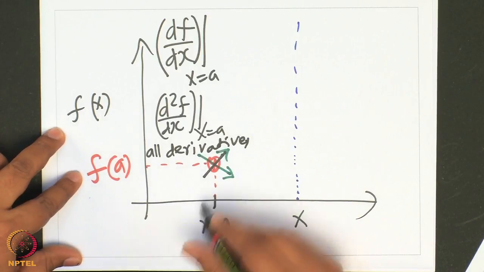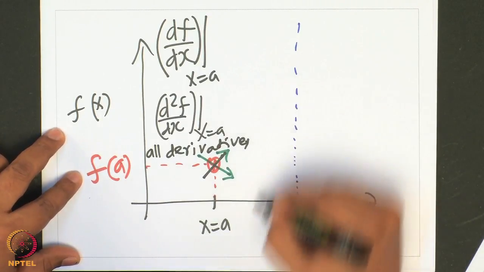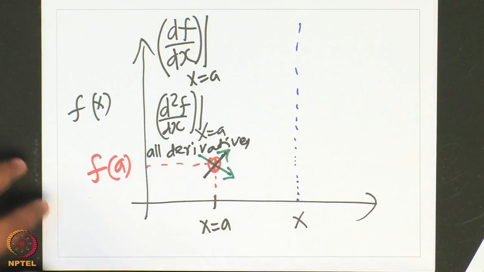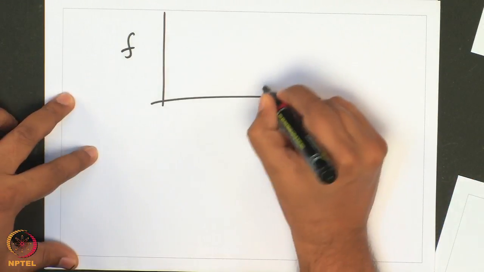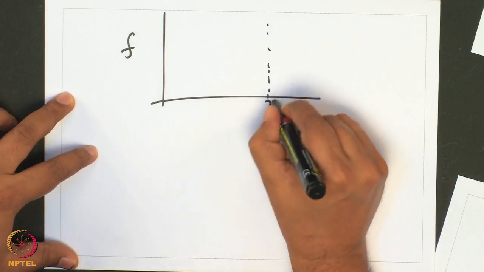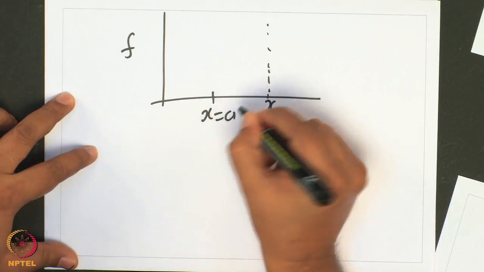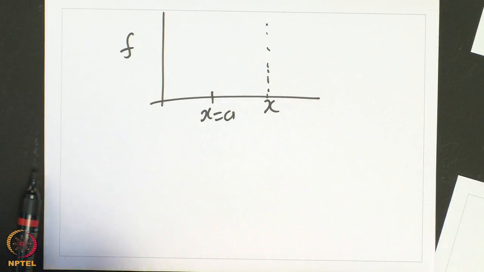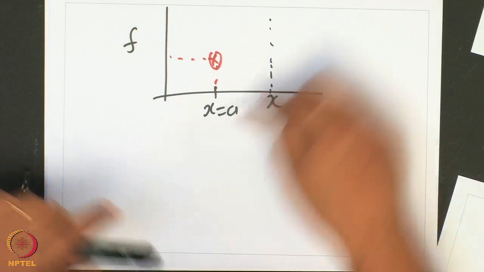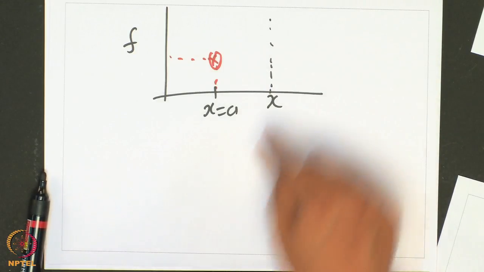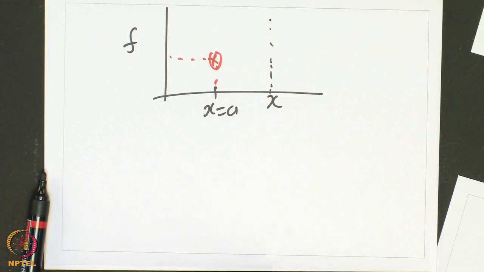If I know all derivatives here, then I can guess the value of this function here. So what does the Taylor series now say? How do you get that value? So that is the Taylor series. It says that if I know the function at a point x equal to a, can I know the function at any value of x? So the answer is we can.